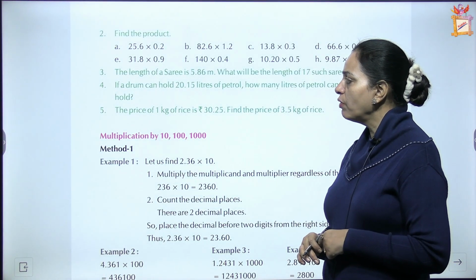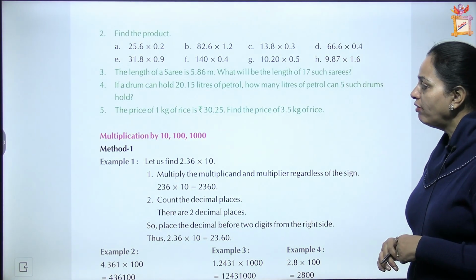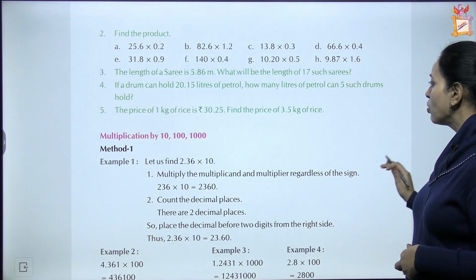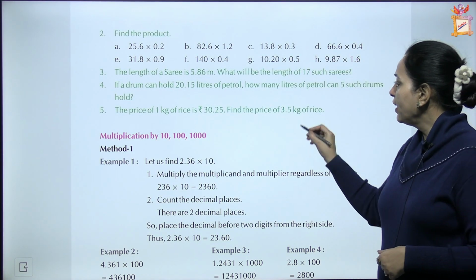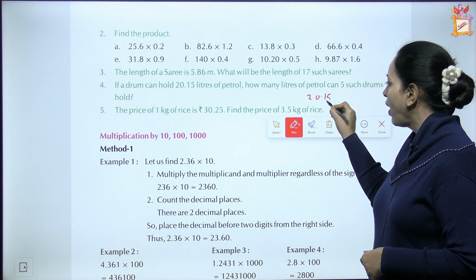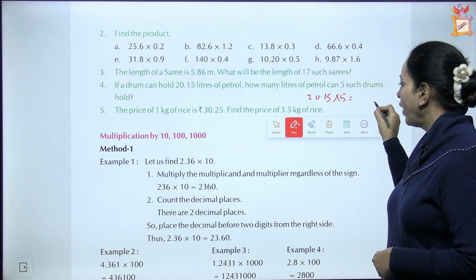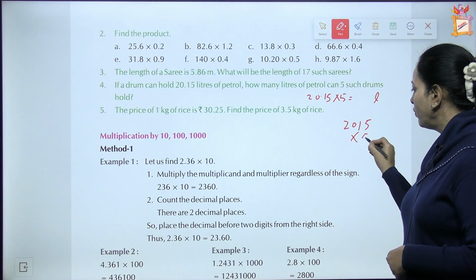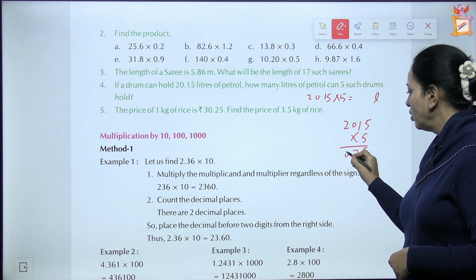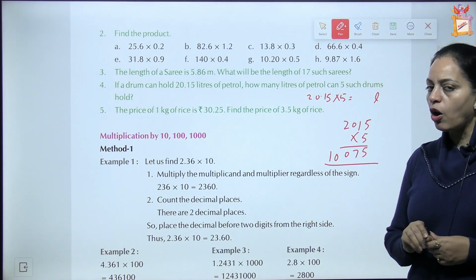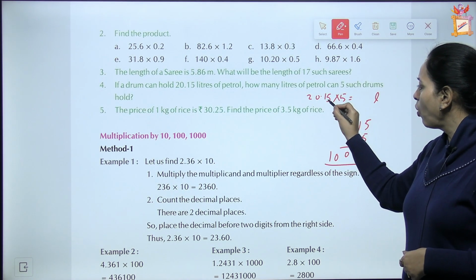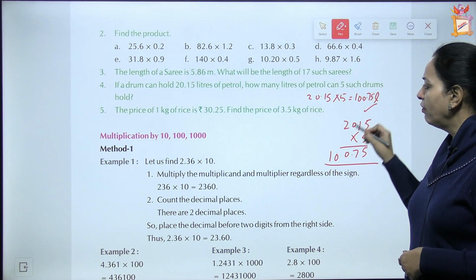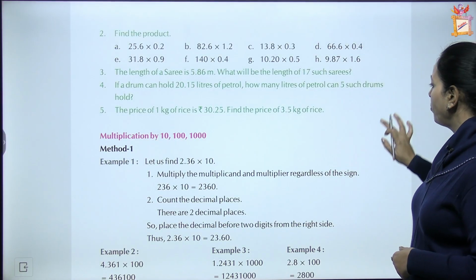Now the fourth question, if a drum can hold 20.15 liters of petrol, how many liters of petrol can 5 such drums hold? So we will multiply, that is, 20.15 multiplied by 5, that is liters. So what will we do, simply multiply without the decimal. This is the product. Now put the decimal point. The decimal point is before 2 digits, so the answer is 100.75 liters. Similarly, you can try the remaining parts.